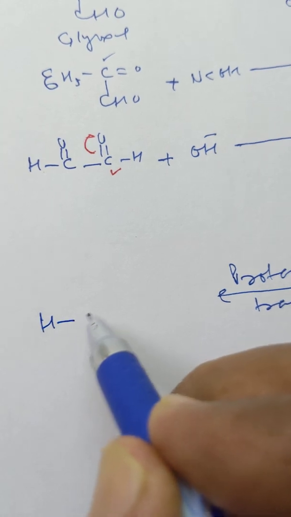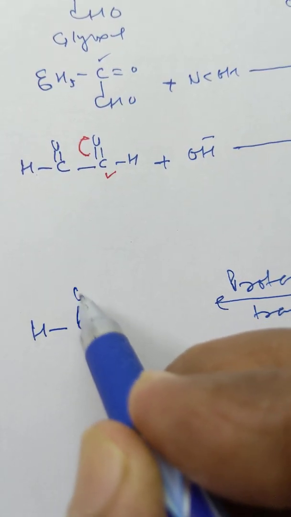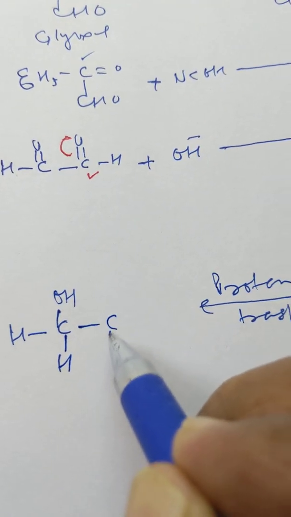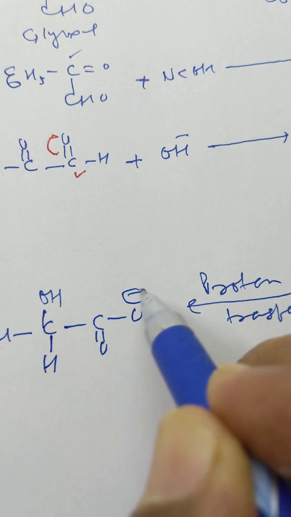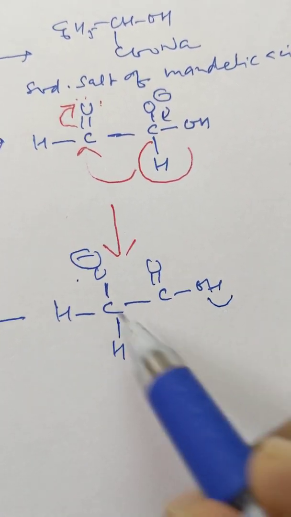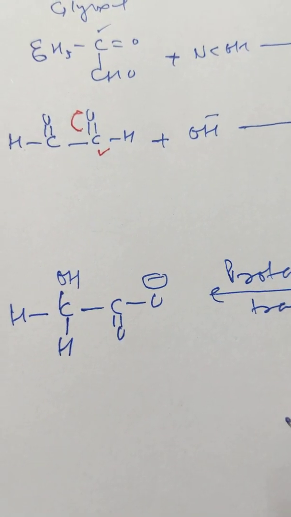So HC OH, here it is H, and here it will be C double bond O. O negative is left. This proton is transferred to this, and hence this is the product. I hope this mechanism is clear to you.